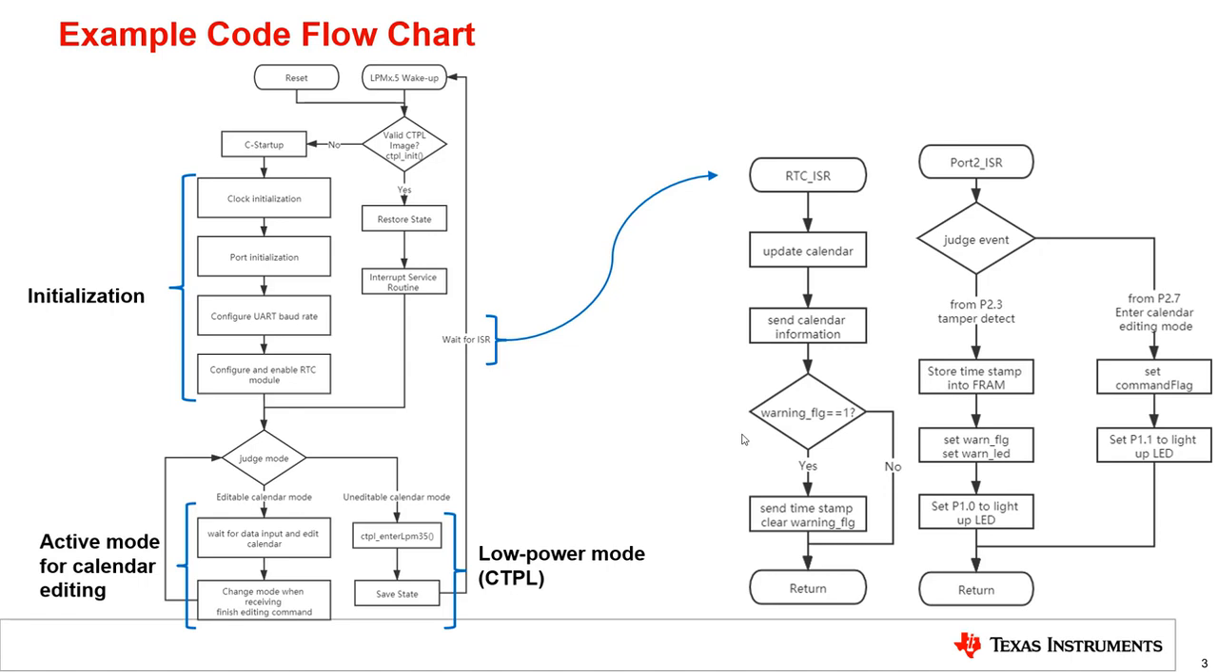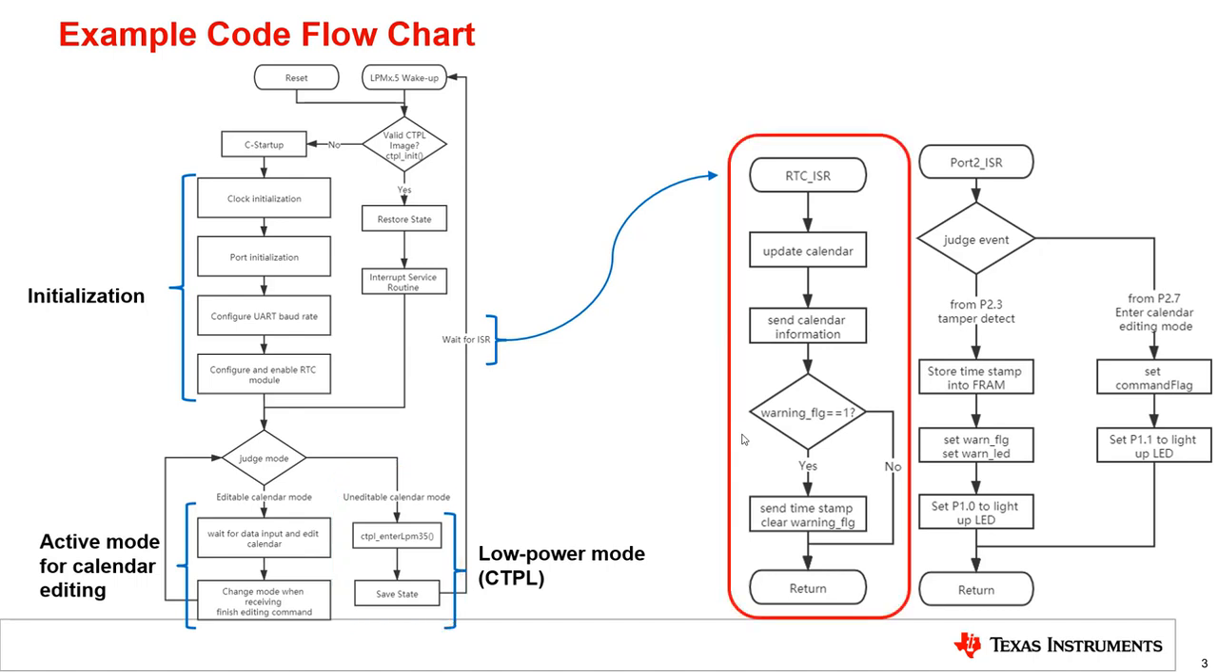In the main program flowchart, after initialization, the microcontroller is in non-editable calendar mode. It enters low power mode and waits for interrupt requests. The first interrupt request comes from the RTC module. It is sent once every 1 second. It is used to update the calendar and send data to the host through UART.